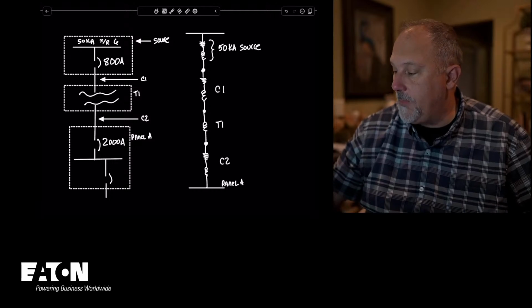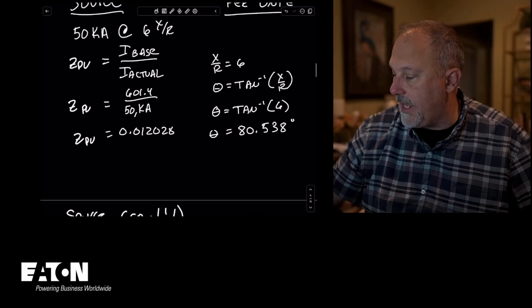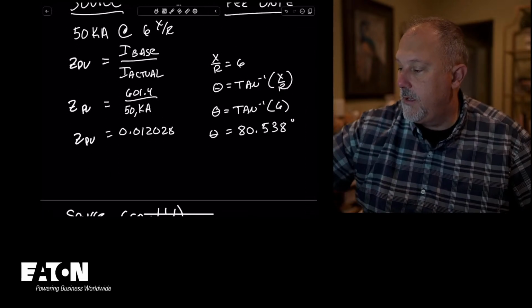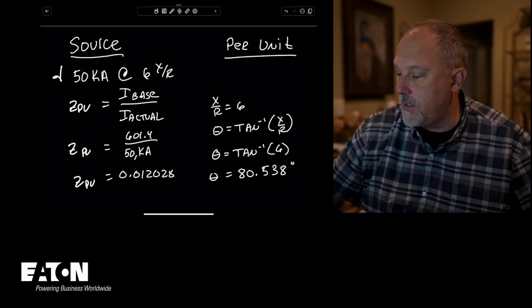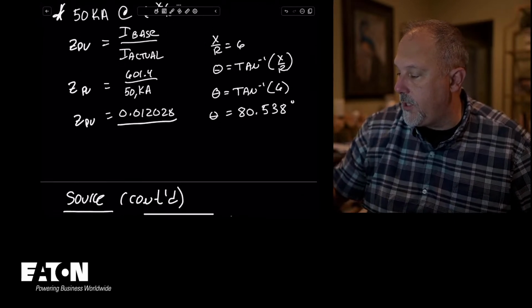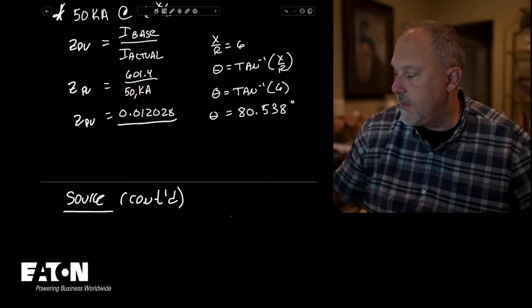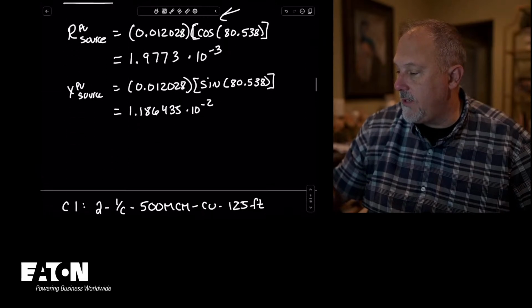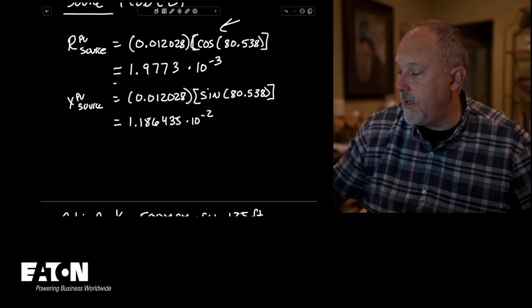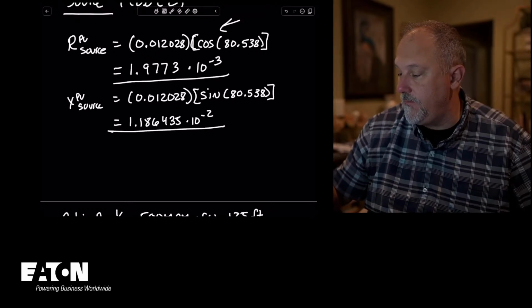We created the impedance diagram by converting each of the components. We took the 50 kA source and converted that over to 0.012028 Z per unit. And then we broke that down into a real resistance and an X, an R and an X value.